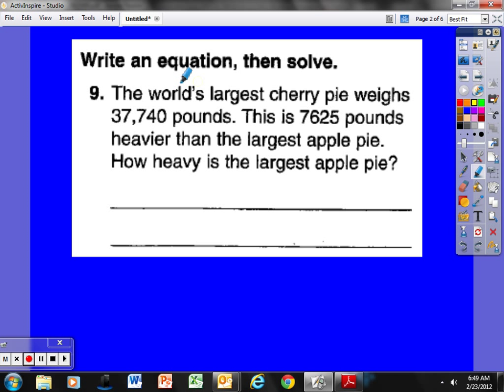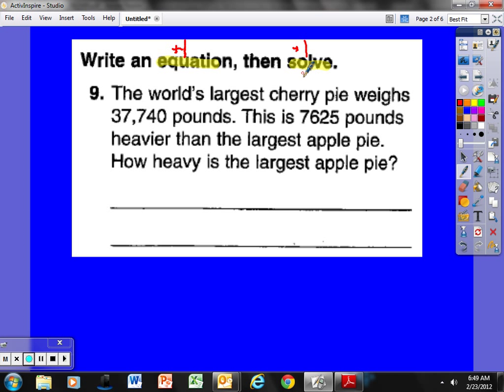Directions first. Write an equation, then solve. So this is a 2-point problem: 1 point for writing the equation and 1 point for solving it. I must first write an equation, and then I have to solve it.